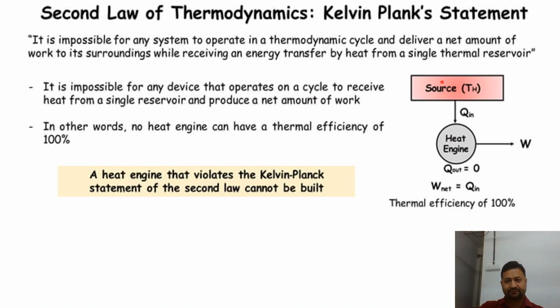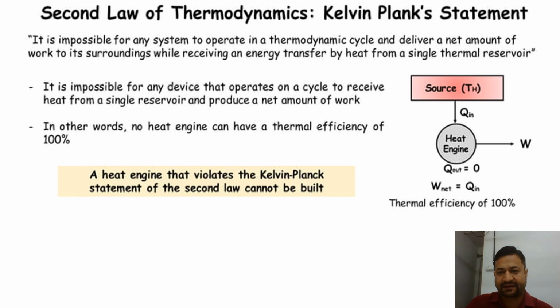So this was your Kelvin-Planck statement. What he said is that this condition is impossible. If a heat engine operates with a single reservoir, meaning there is only a single source or a single thermal energy reservoir, having these two conditions is impossible, said Kelvin-Planck. It means you are supplying some amount of heat to the heat engine and you get a net amount of work.